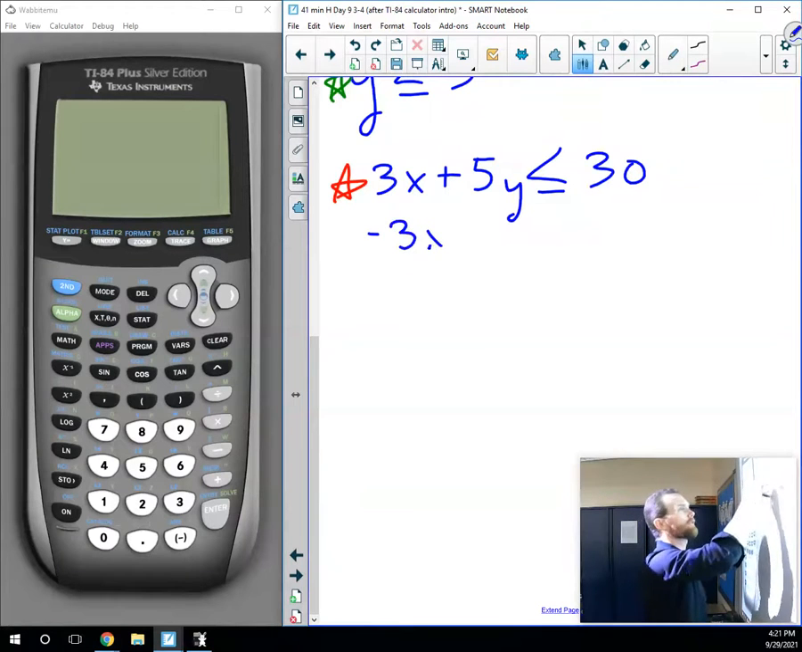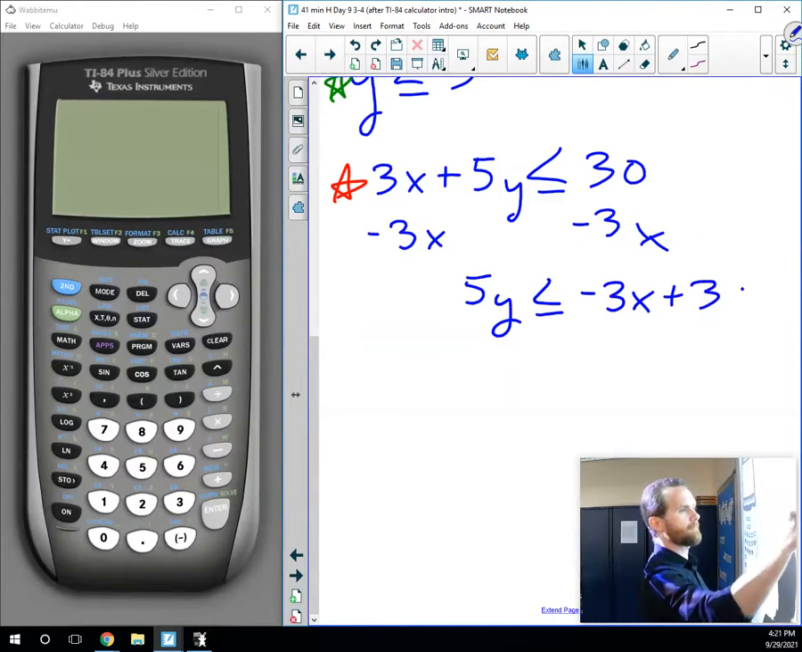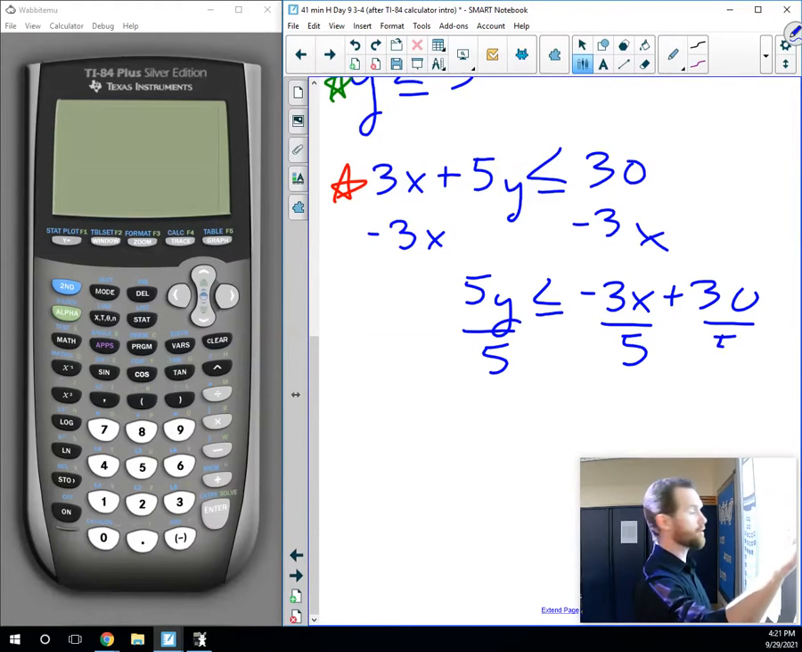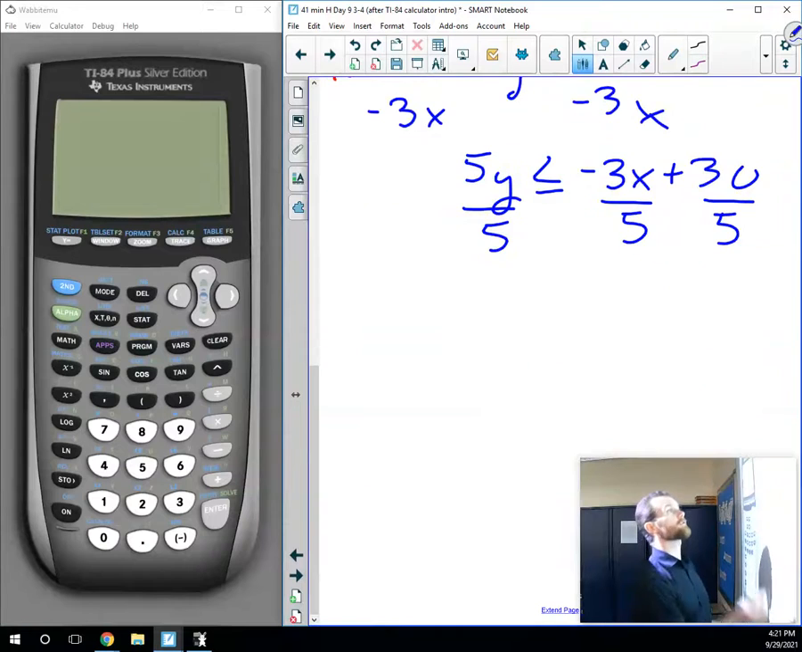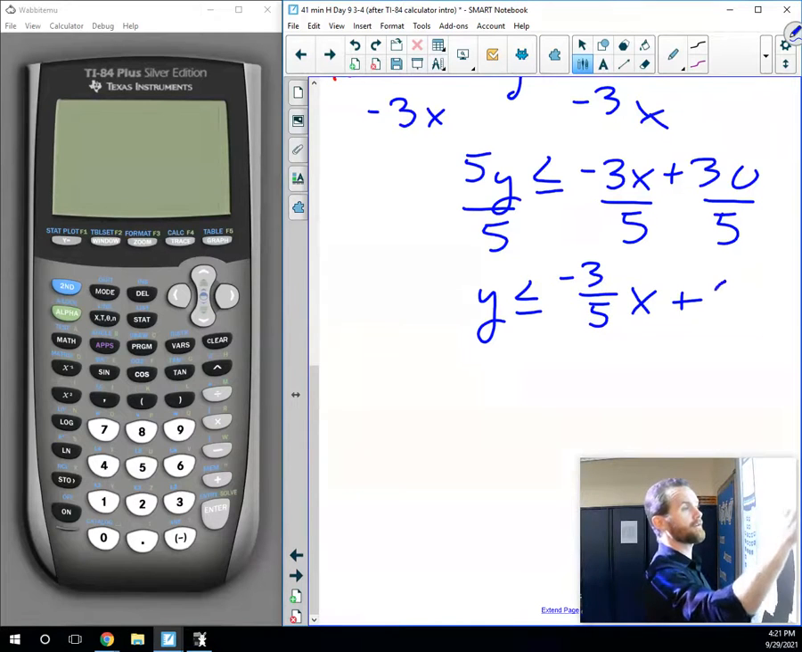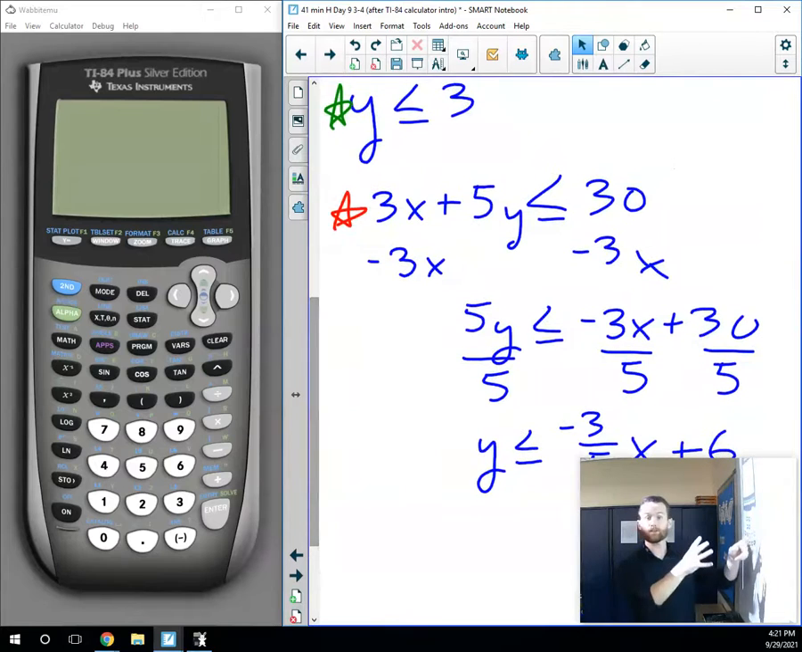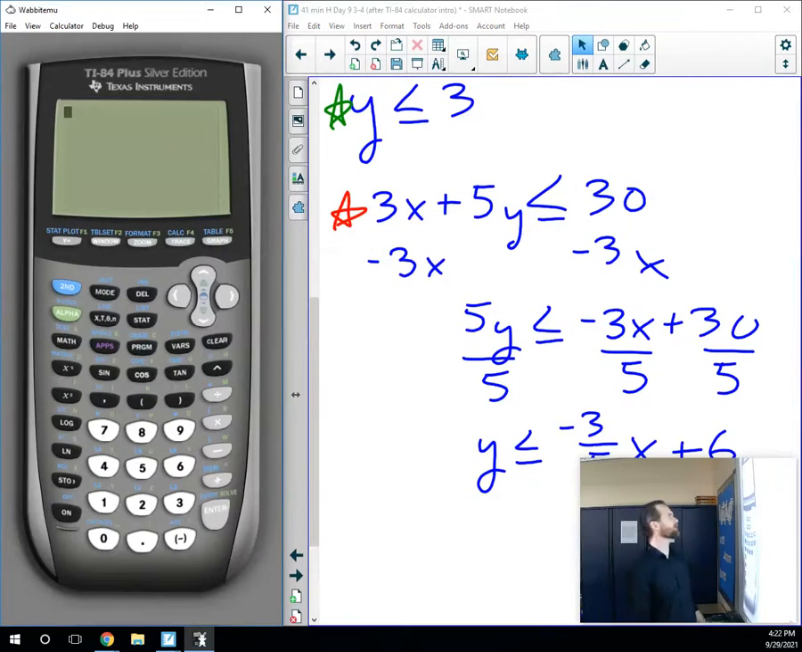I'm going to take away 3x. We get 5y is less than or equal to negative 3x plus 30. Divide everything by 5, so we distribute the division on the right side to both terms. We get y is less than or equal to negative 3/5 x plus 6. All right, now it's time to plug these into our graphing calculator so we can see our feasible region.